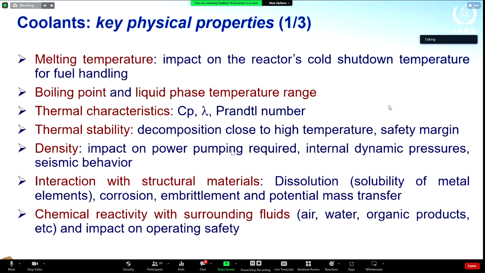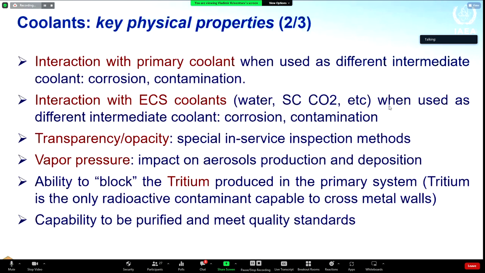So for this pure material, pure chemical elements are preferable. The density of the coolant will impact the pumping speed and other parameters such as seismic behavior. So higher density, like for lead, sometimes it's a benefit, sometimes it's not beneficial. A very important property which we should consider is the interaction of the coolant with reactor structural materials, with steels. If it dissolves, corrosion and potential mass transfer are very important. And chemical reactivity with surrounding fluids like air, water, organic products, etc. is very important.